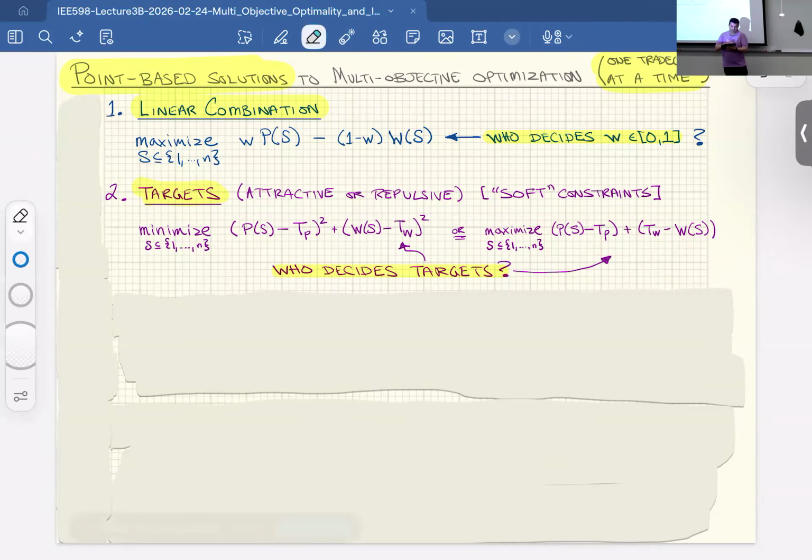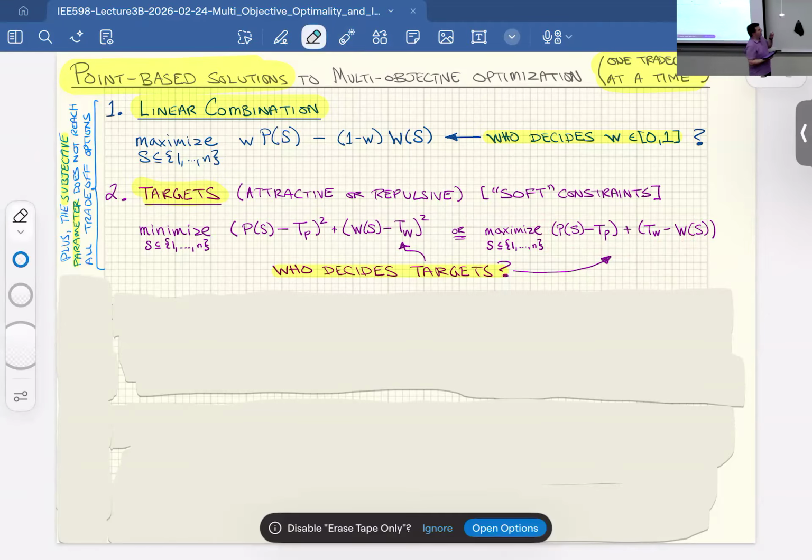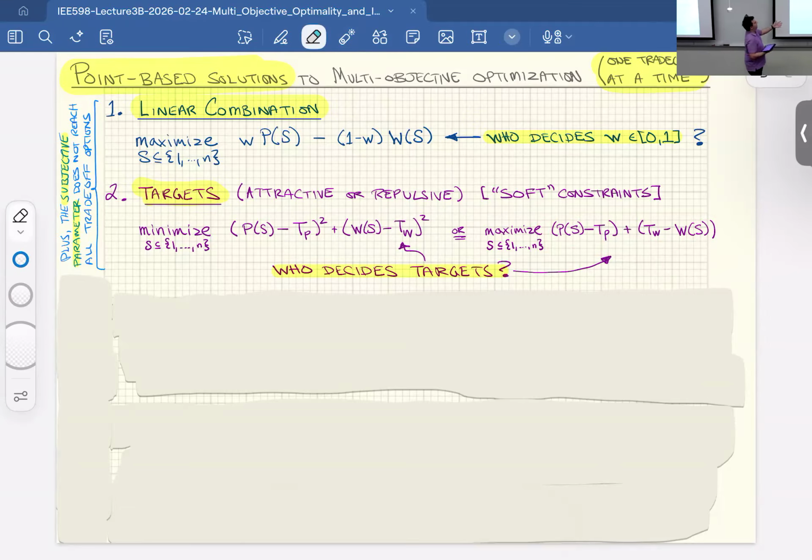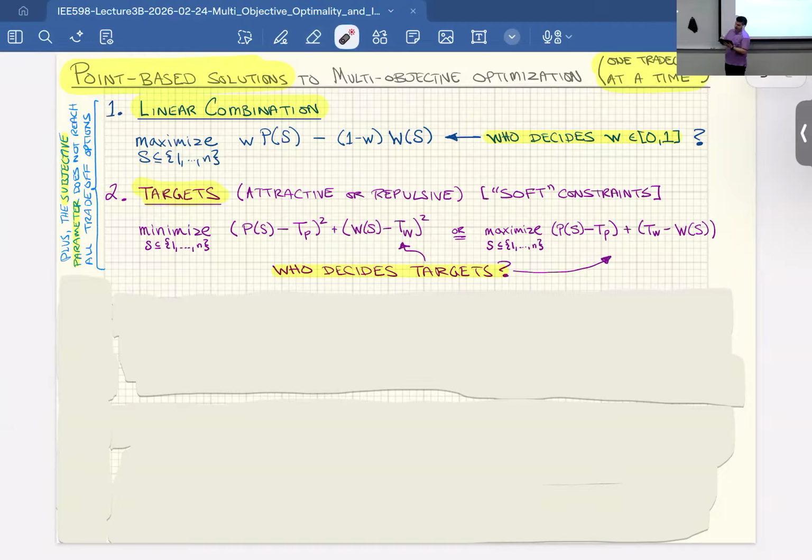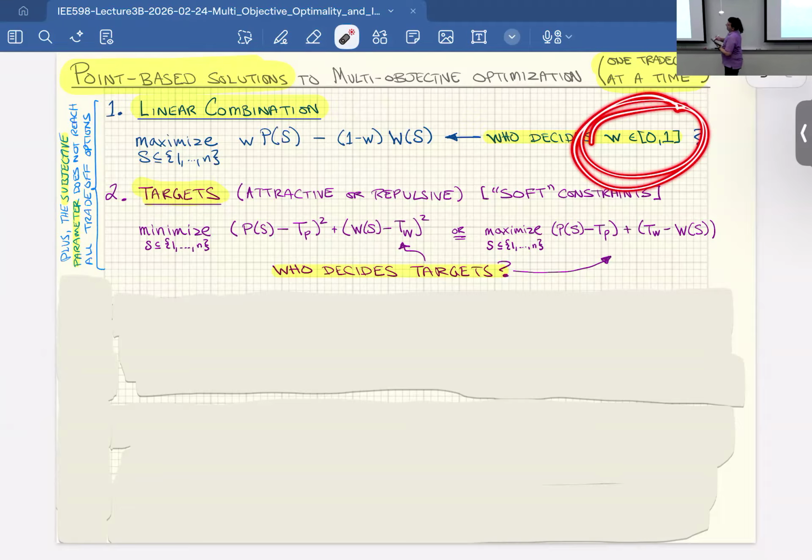Now, a bigger problem with both of these, which is often not talked about in earlier classes where you might have seen the knapsack problem, is that if you create these linear combinations, there are trade-offs that are missed. We're going to show this graphically: if you simply sweep through all of the different balances, all of these different weights up here, there are going to be some combinations of knapsacks that you completely miss.